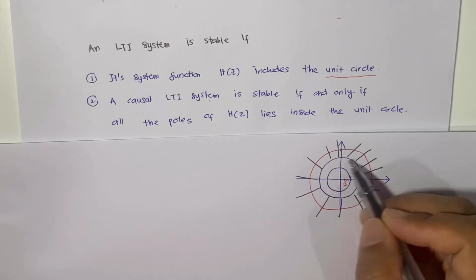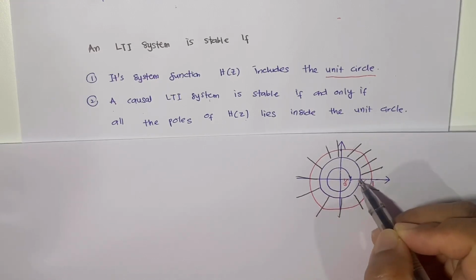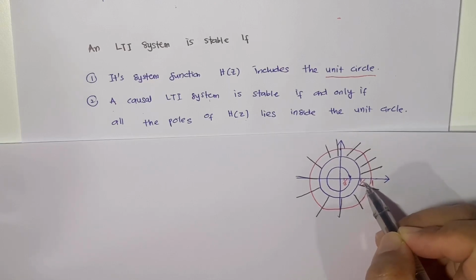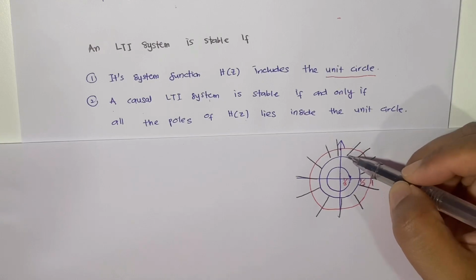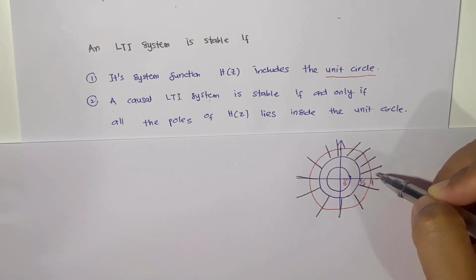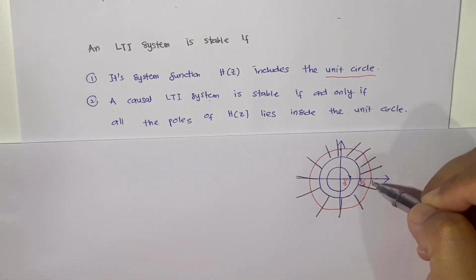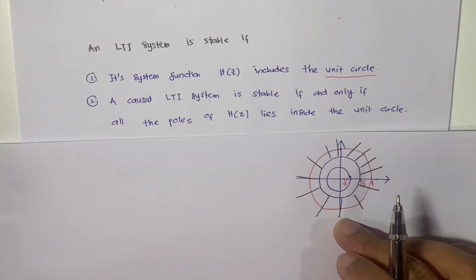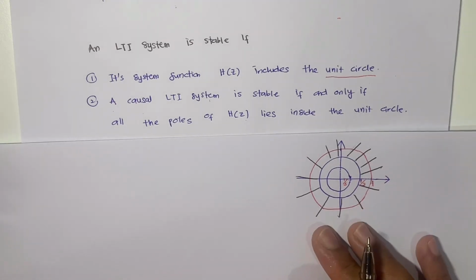If it is a causal system with poles of H(z) inside the unit circle, here 1 over 2 and 1 over 3, the causal system's ROC is outside the outermost pole, so it includes the unit circle. So this system is a causal system and also a stable system.